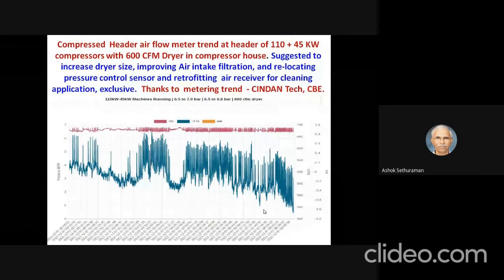This is an example where we have done an energy audit, based on the inputs of flow metering trends by Synthetech Coimbatore. Basically, it is a 110 kilowatt compressor, but they are using a wrongly sized dryer, 600 CFM. Automatically, the pressure drop was more than 0.8 bar at the compressor house. So the suggestions were given, and well taken by the industry, to increase the dryer size or to improve the air intake filtration.